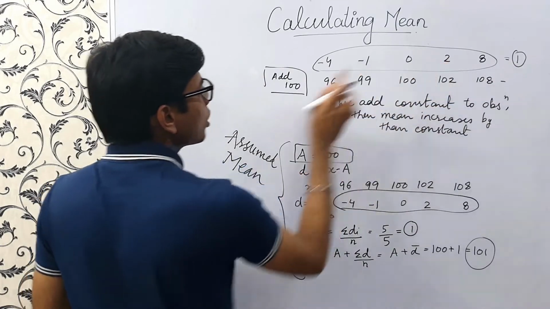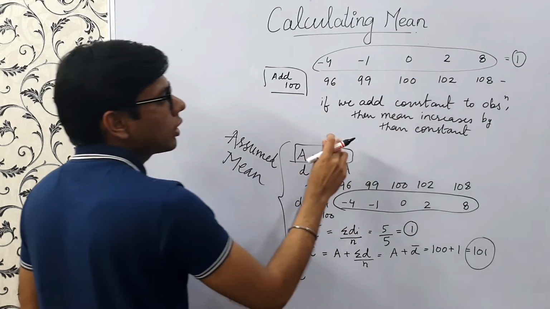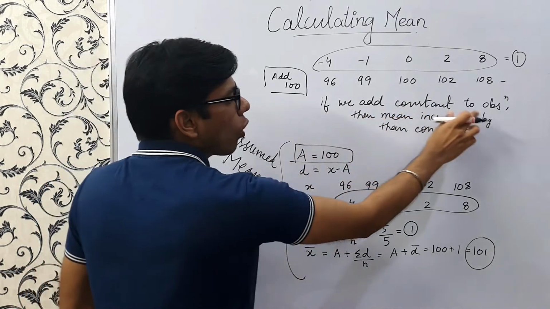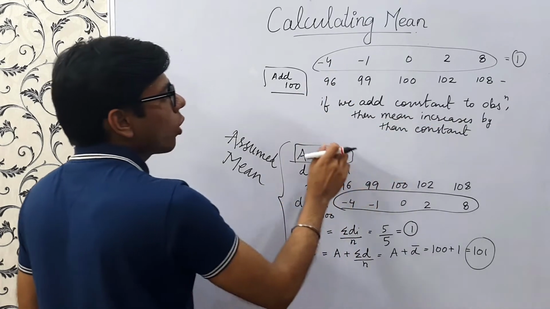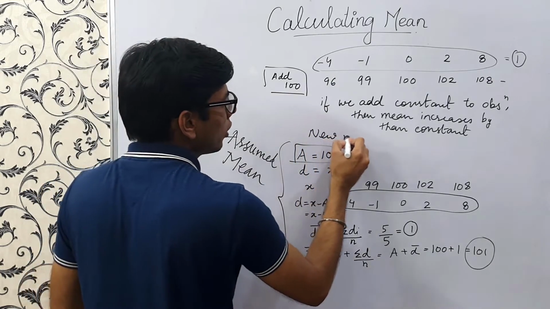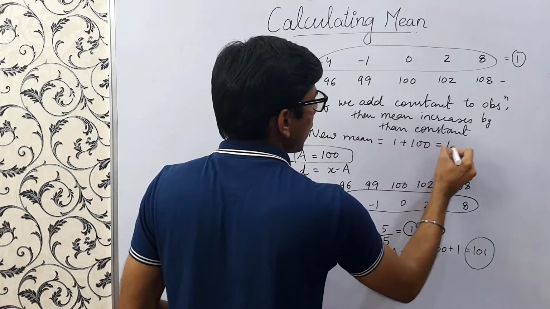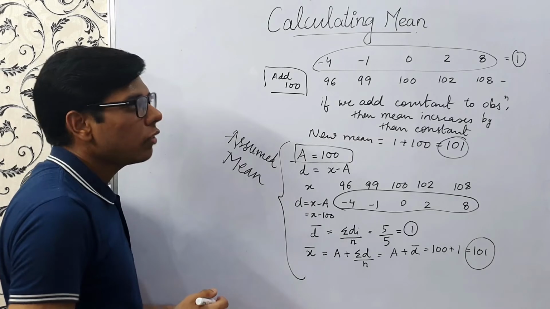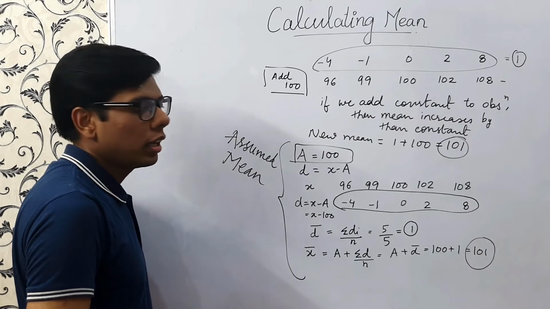And in these observations we added 100, right? So we added 100 in all of these observations, and the property of mean says that if we add a constant to each observation in the data set, the mean increases by that constant. So the mean will increase by 100. So our new mean will be 1 plus 100, that is 101. So remember this property that if we add any constant to the observations, then the mean increases by that constant.